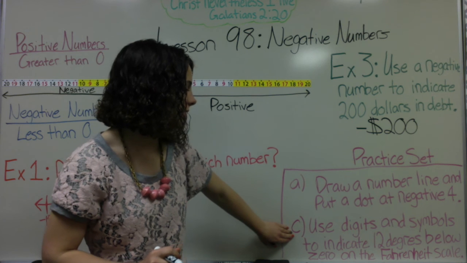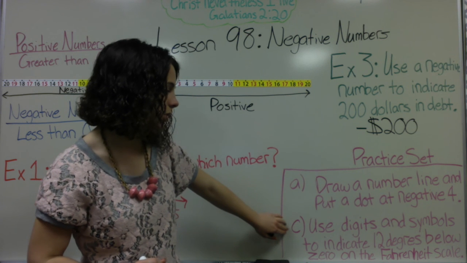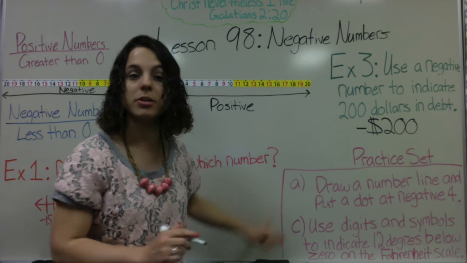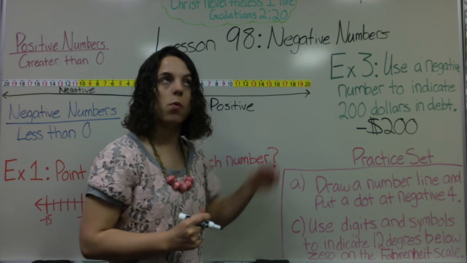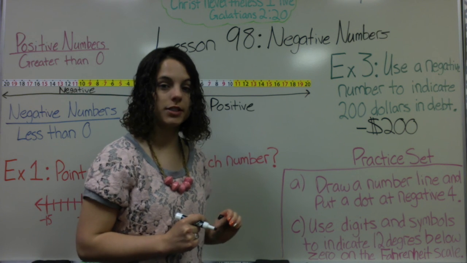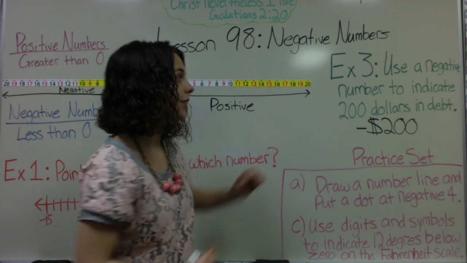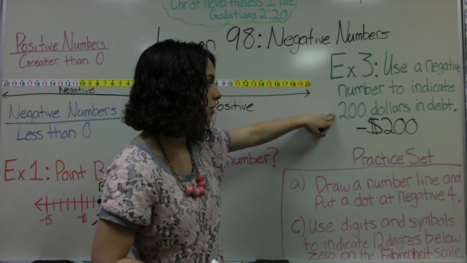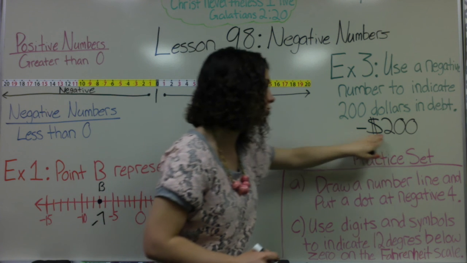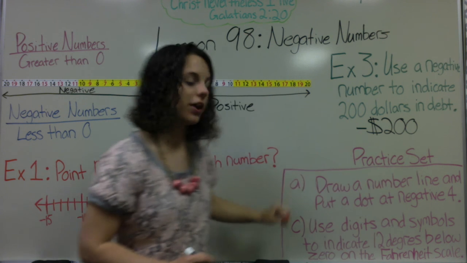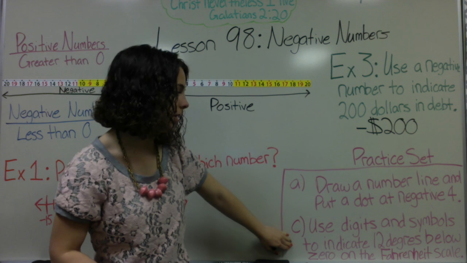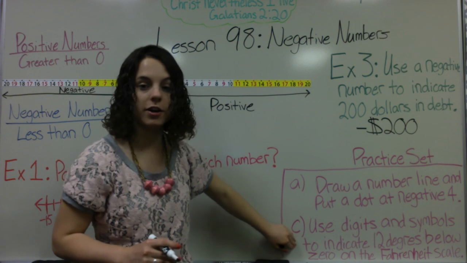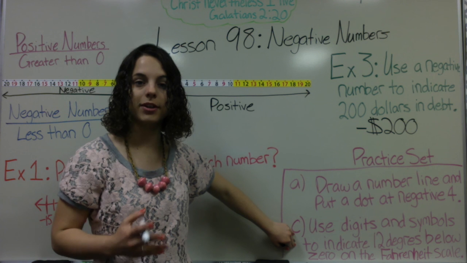And then letter C says use digits and symbols to indicate 12 degrees below 0 on the Fahrenheit scale. So that means you're going to write out whatever 12 degrees below 0 is going to be. I want you to write out what that would look like. Just like I did here with my money, I used a negative number to indicate $200 in debt. That's -$200. So very similar to what C is going to be, writing what 12 degrees below zero on the Fahrenheit scale is, so it tells you how to label it correctly.